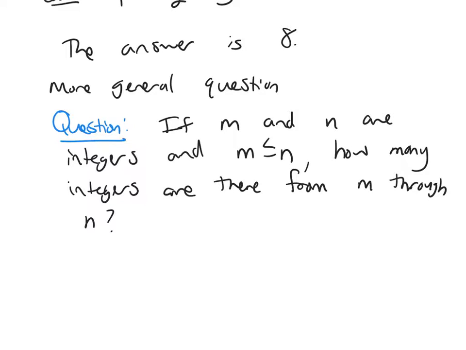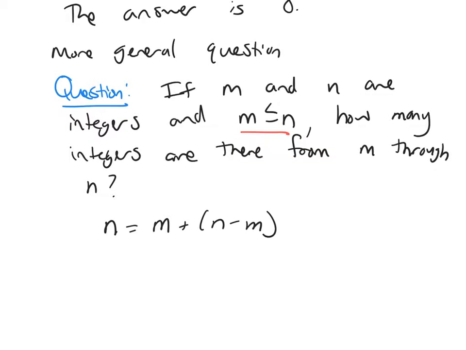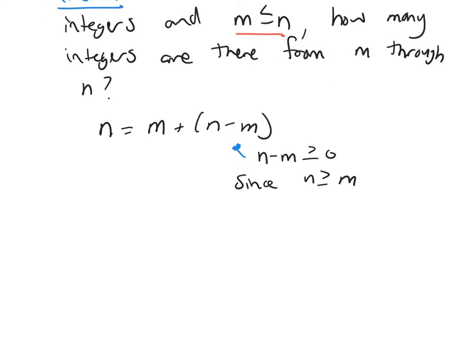And so the first thing we want to look at is we have this inequality. So if they're not equal, n is the larger number. And so we can write n as m plus n minus m. So it's m plus their difference. And I know that n minus m is guaranteed to not be negative because n is greater than or equal to m. So basically I'm going to repeat kind of what we did before. I'm going to write out my list of these numbers.